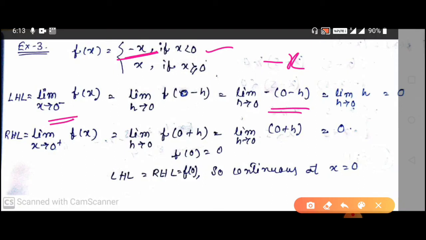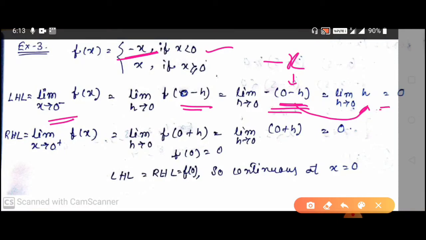Now why have we written 0 minus h? Because the value of x is 0 minus h. We have just replaced x by 0 minus h. Now from here we can write limit h tends to 0 of h, and the value is 0.